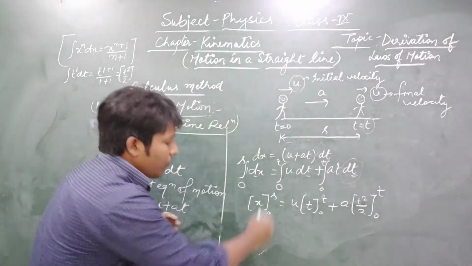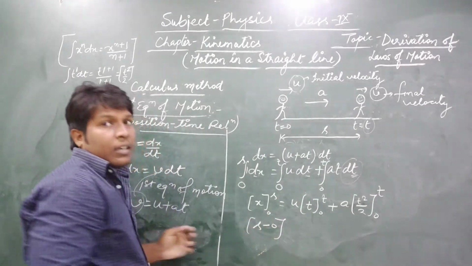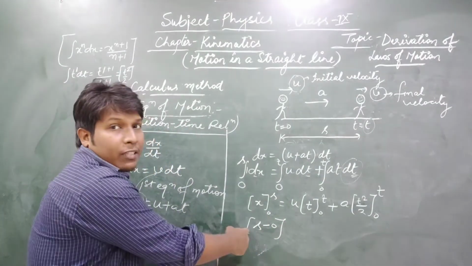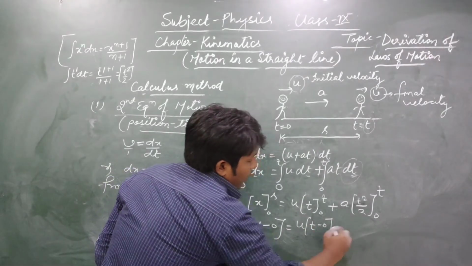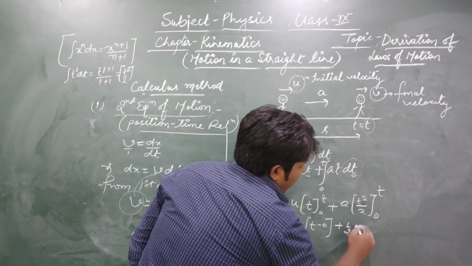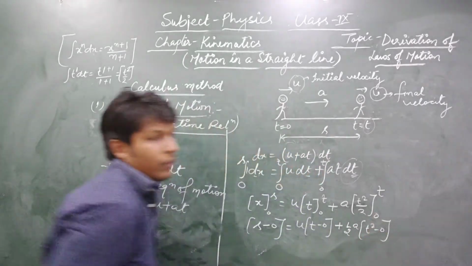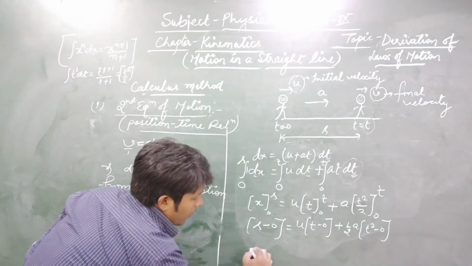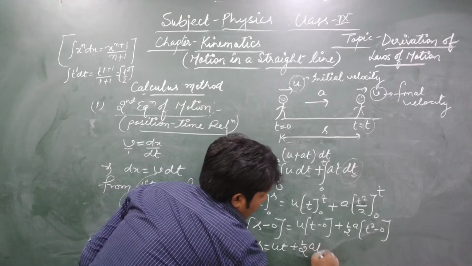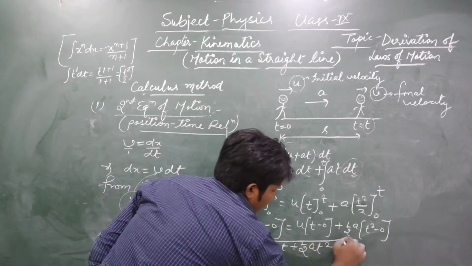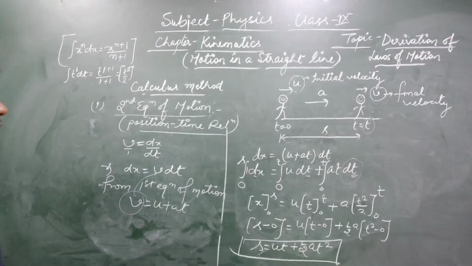Put the limit, final limit minus lower limit. Final limit is s and lower limit is 0, so s minus 0, here u, t minus 0, and plus, taking half common, half a and t square minus 0. So simply it will come s is equal to ut plus half at square, and this is your second equation of motion. Any problem, guys?